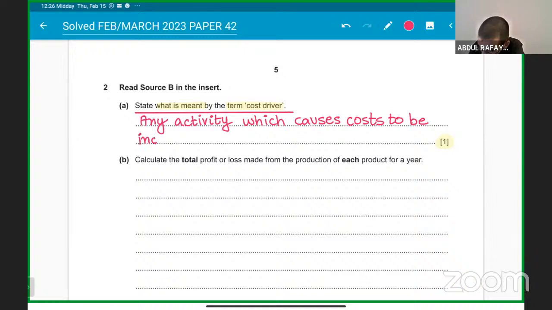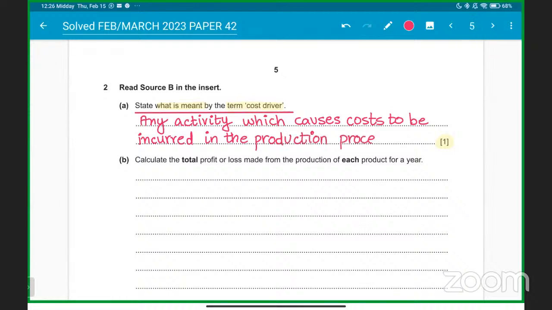Any activity which causes cost to be incurred in the production process will be called the cost driver. Okay, understood, guys? Got it clear? Yes.